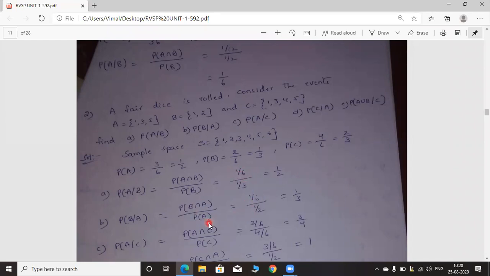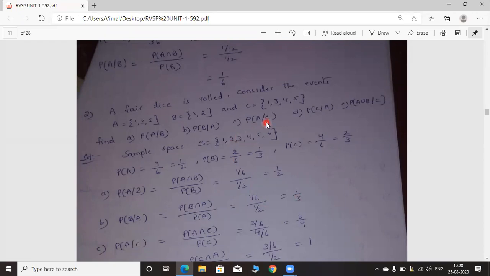Next, what about the denominator? Probability of A is already calculated, that is 1 by 2. So you have to write 1 by 2. If you rearrange this value, you will get 2 by 6, because 2 is present in the denominator of the denominator, so you can take it to the numerator. Then you will get 2 by 6. 2 by 6 is equal to 1 by 3. That is B bit.